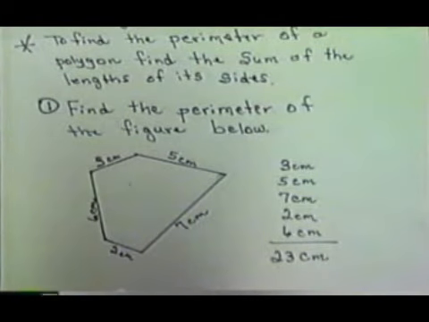So when you're finding perimeter, don't forget to put your unit of measurement down. So we need to have the 23 centimeters as our perimeter.